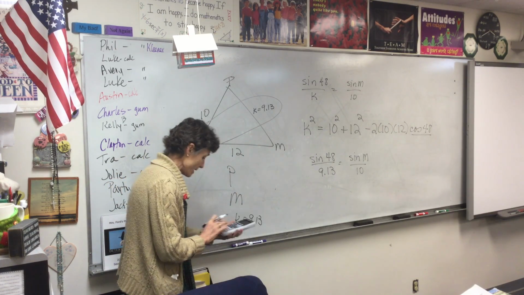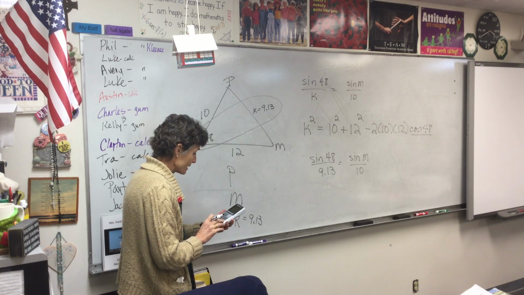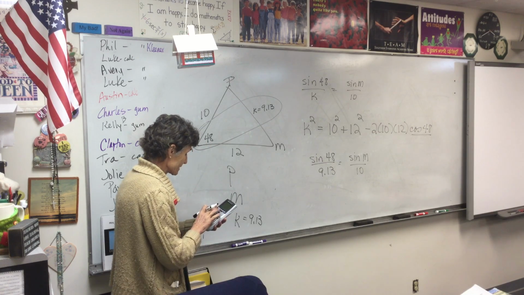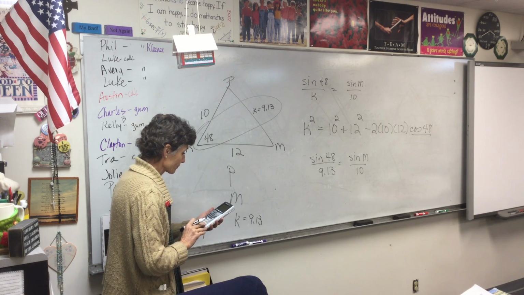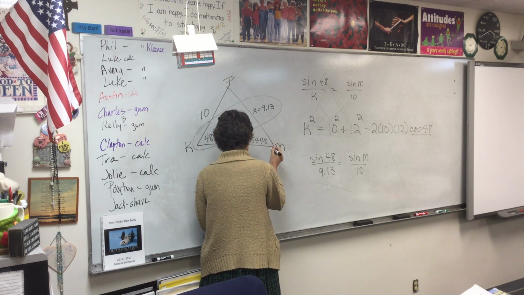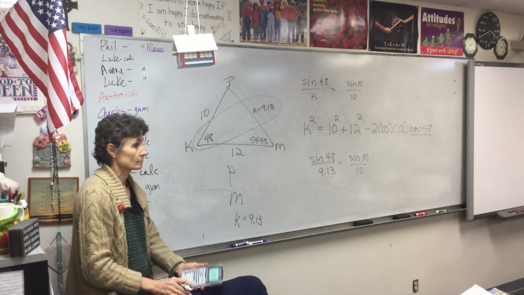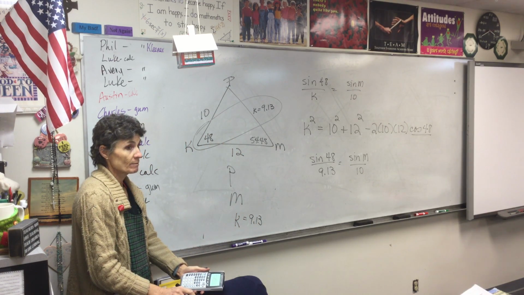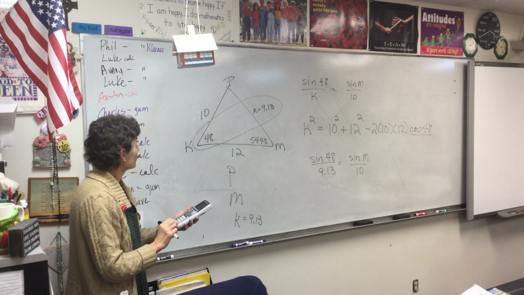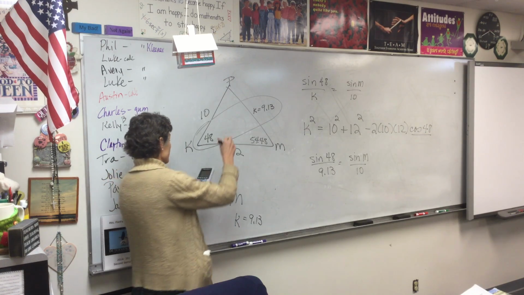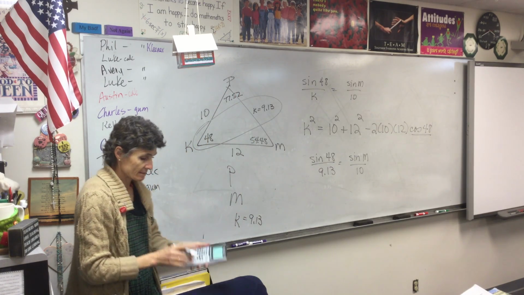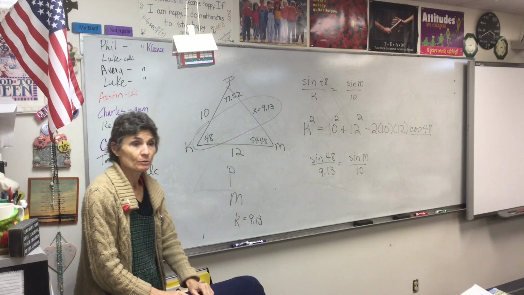Okay, so we got angle M yet? 10 sine 48. Now remember, we're going to have the second sine, right? I got 54.48. Is that all right with everybody? And then angle P is going to be 77.52. How did I do that so fast? The angles add up to 180.